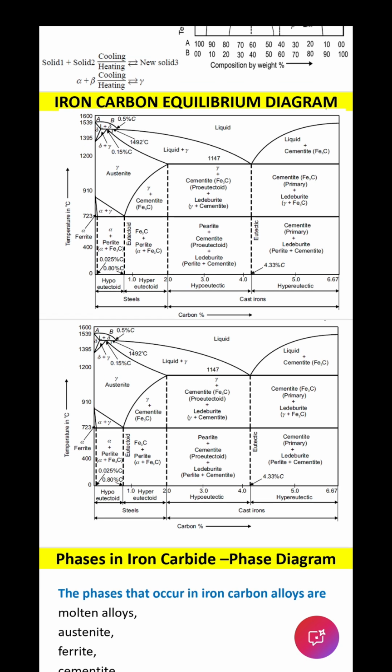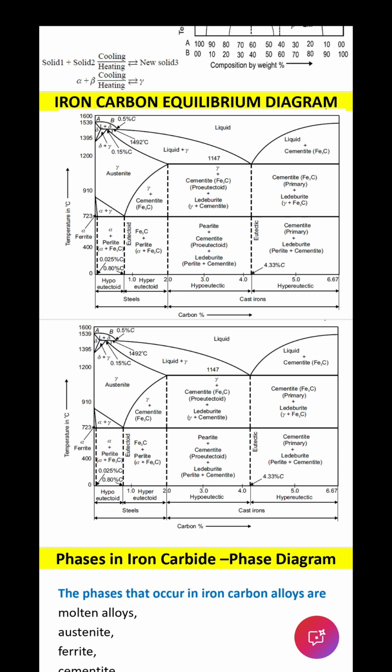Then the third allotropic stage, the temperature of 1395 degrees Celsius to 1539 degrees Celsius, the crystal structure is body centered cubic. In that region completely delta iron is present. After increasing the temperature above 1539, the solid is converted into the liquid state. So these are the very important allotropic temperatures in the iron carbon equilibrium diagram.